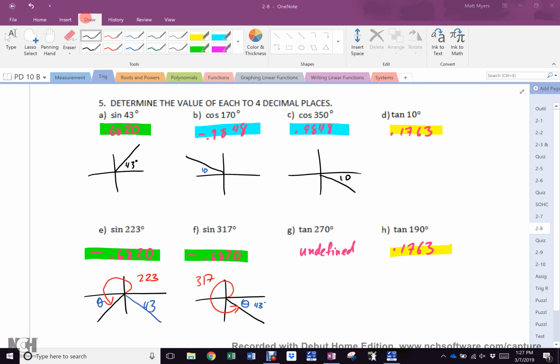Alright? Now, of course, tan of 10, we know is right there. And we know it's going to work. Tan of 190, we know is right there. Since it's in the third quadrant, we know it's positive. The last one I didn't talk about is this guy. Why is this guy undefined? Where's 270?